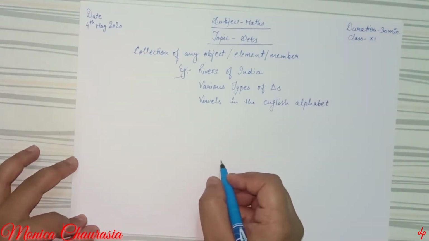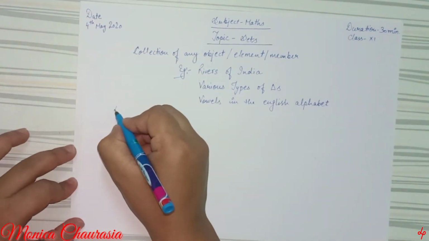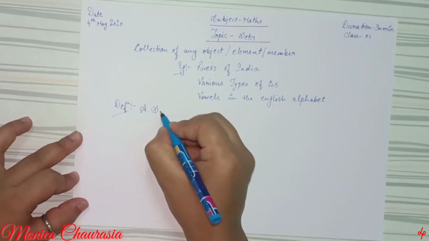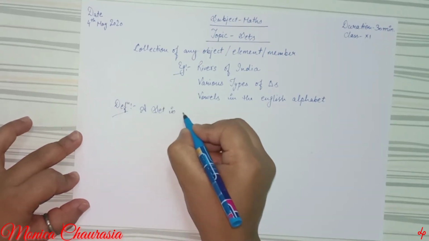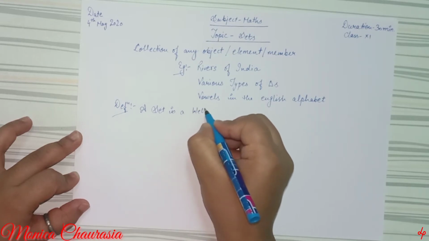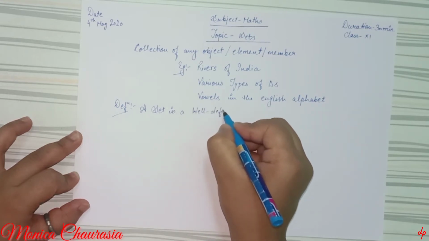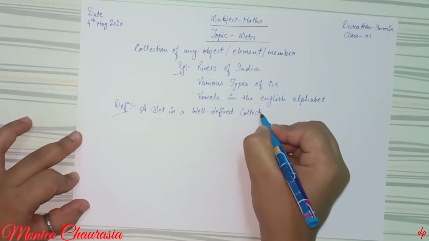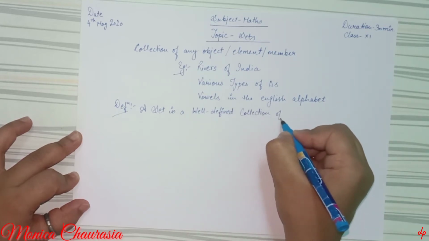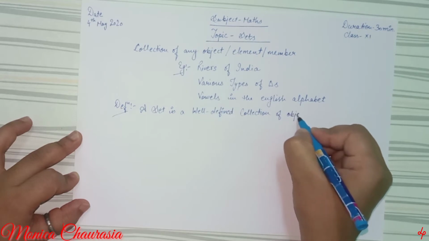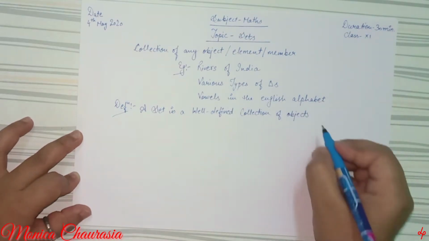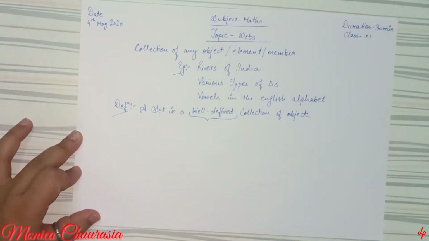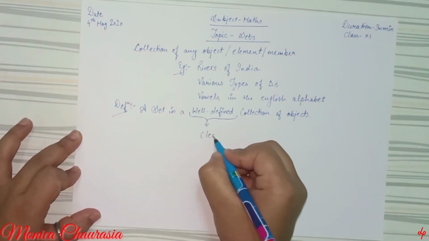So, what's the definition of the set? So, we start the definition. A set is a well-defined collection of objects. So here, what is the meaning of well-defined? Well-defined means clearly described.